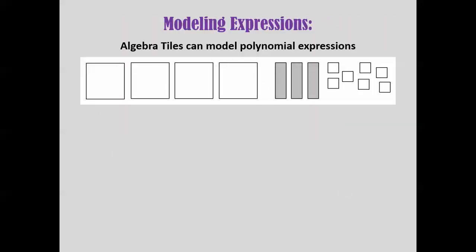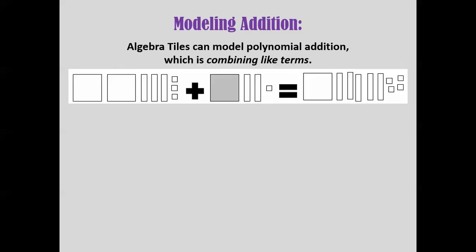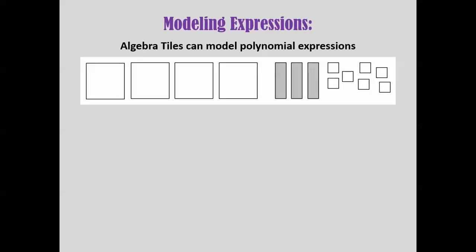So algebra tiles can model a polynomial expression. So you can see here an expression. This is an x squared tile, and an x squared tile, and an x squared tile, and an x squared tile. So we have 4x squared. Here we have an x tile, but it's shaded, so we know it's negative x. And we have 3 of those, so that represents negative 3x. And then we have 1, 2, 3, 4, 5, 6, 7 unit tiles, so that's plus 7. So these tiles model the expression 4x squared minus 3x plus 7.